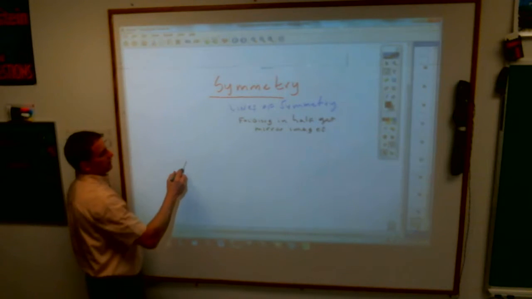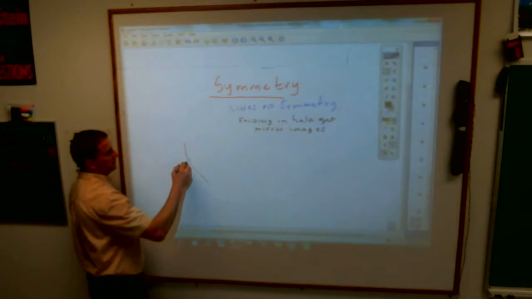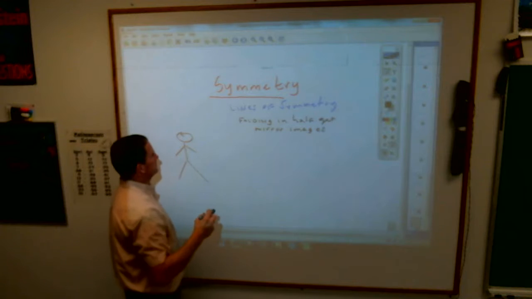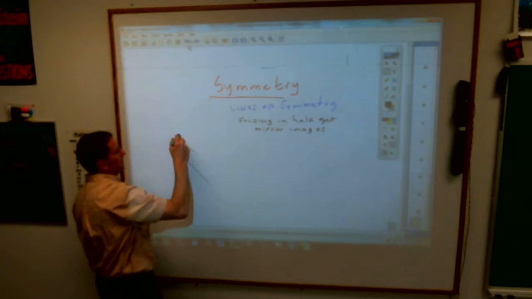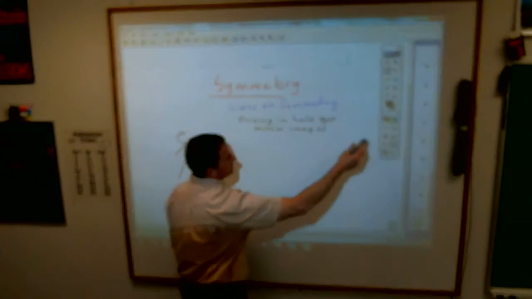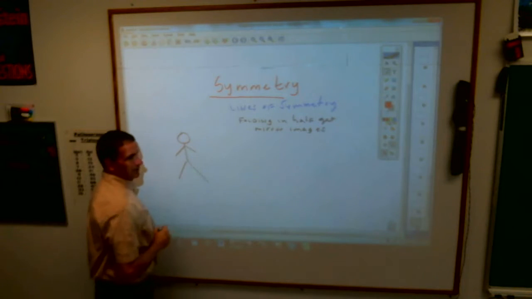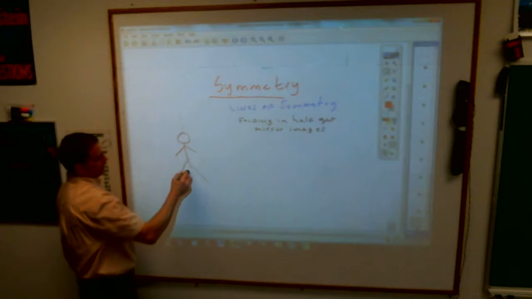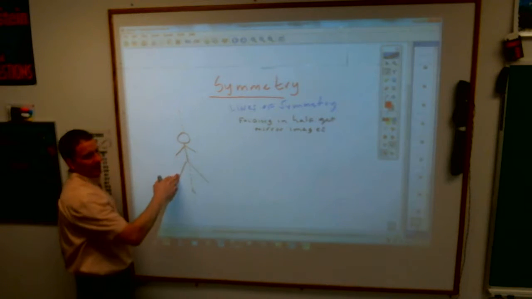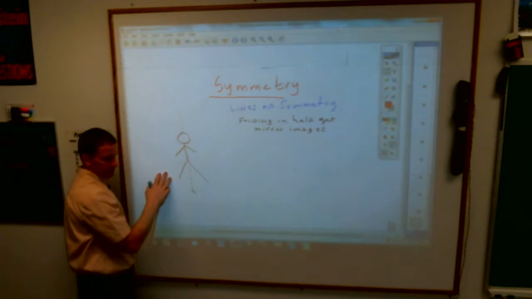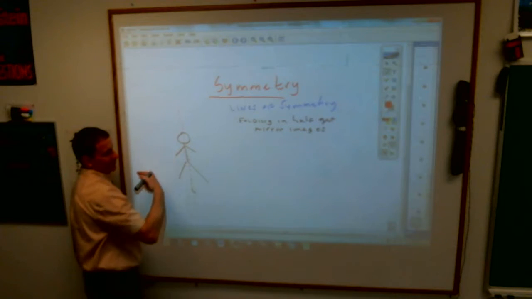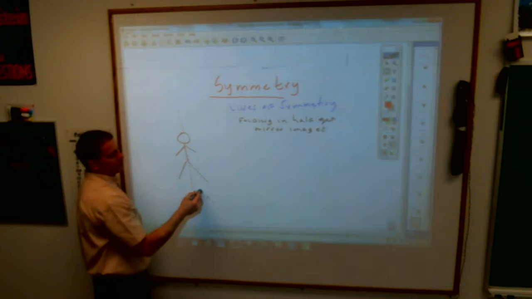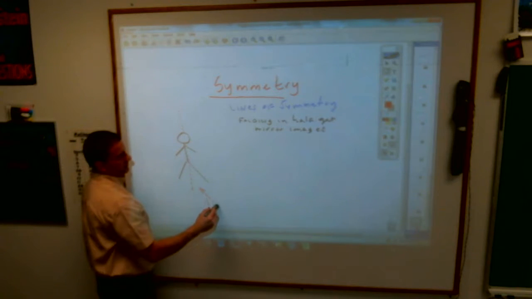If I drew a stick figure human being, to be symmetrical, I'll try a better head here. To be symmetrical, I can draw a line straight down the middle of this person's body. And one half is the mirror image of the other. In other words, you got one eye on this side, one eye on that side. We are symmetrical. Human beings have one line of symmetry.